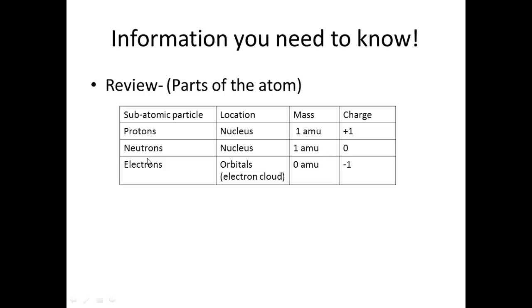Protons and neutrons are located in the nucleus, and they have a mass of 1 atomic mass unit each. That's a relative mass. It's comparative. Electrons have about 1/2000th of an AMU of mass, but that's negligible, meaning it doesn't affect the mass of any element. Electrons are located in the electron cloud. What really makes a difference is the charge of the electron. It has a relative charge of -1. Neutrons have no charge, and protons have a relative charge of +1.